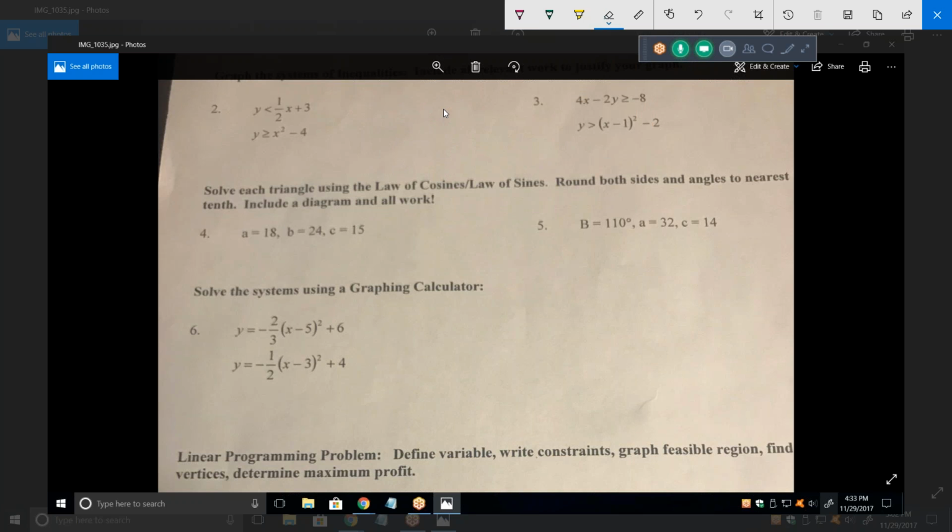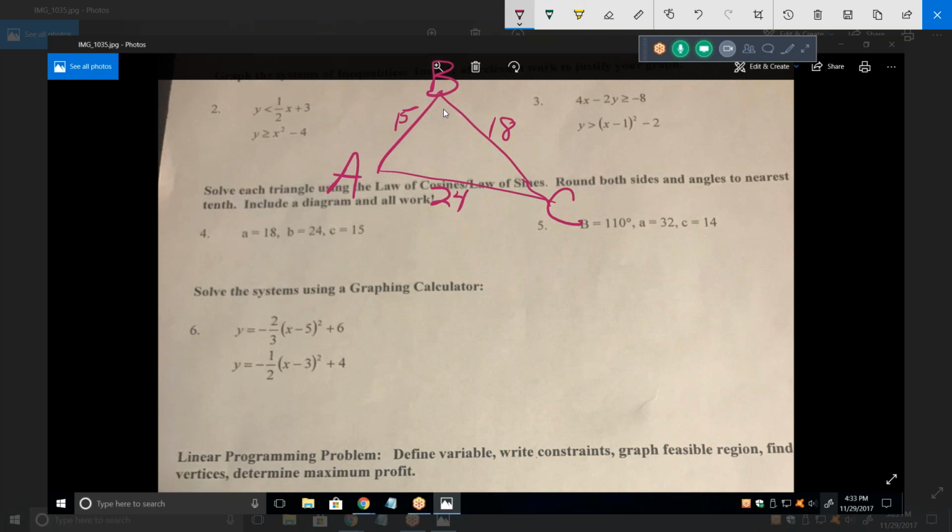So let's go ahead and draw a picture here. Let's see, the smallest is C, that's 15. The longest is B, and that's 24. So I'm going to put the capital B there. And this side is 18, so the capital A goes there. So there's my picture.